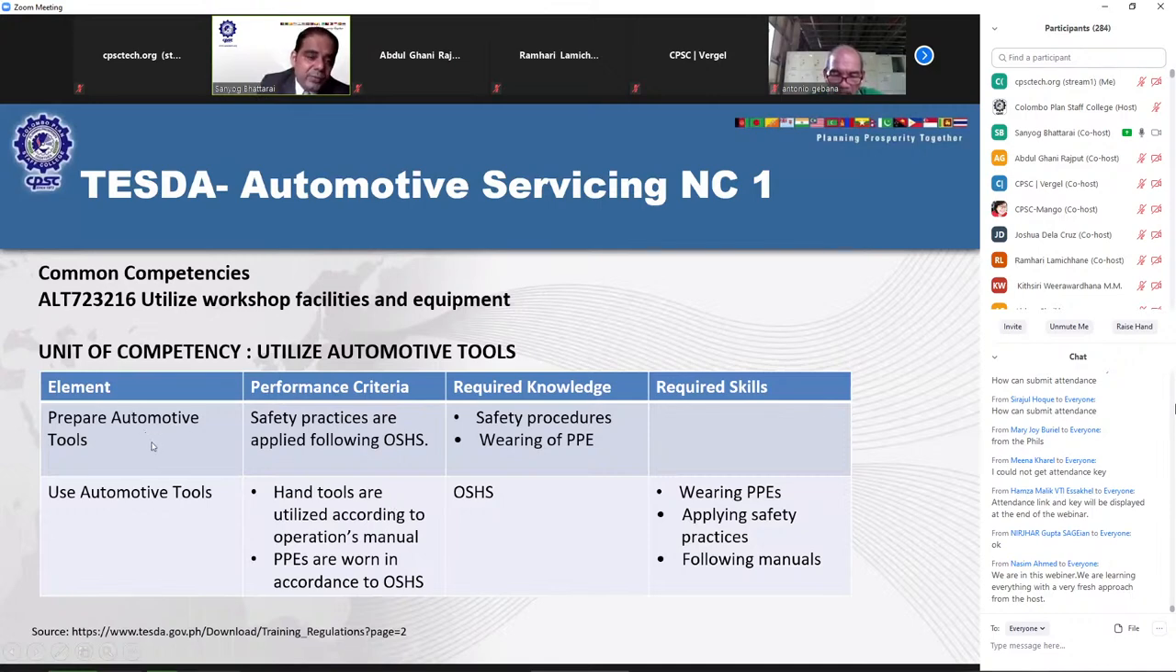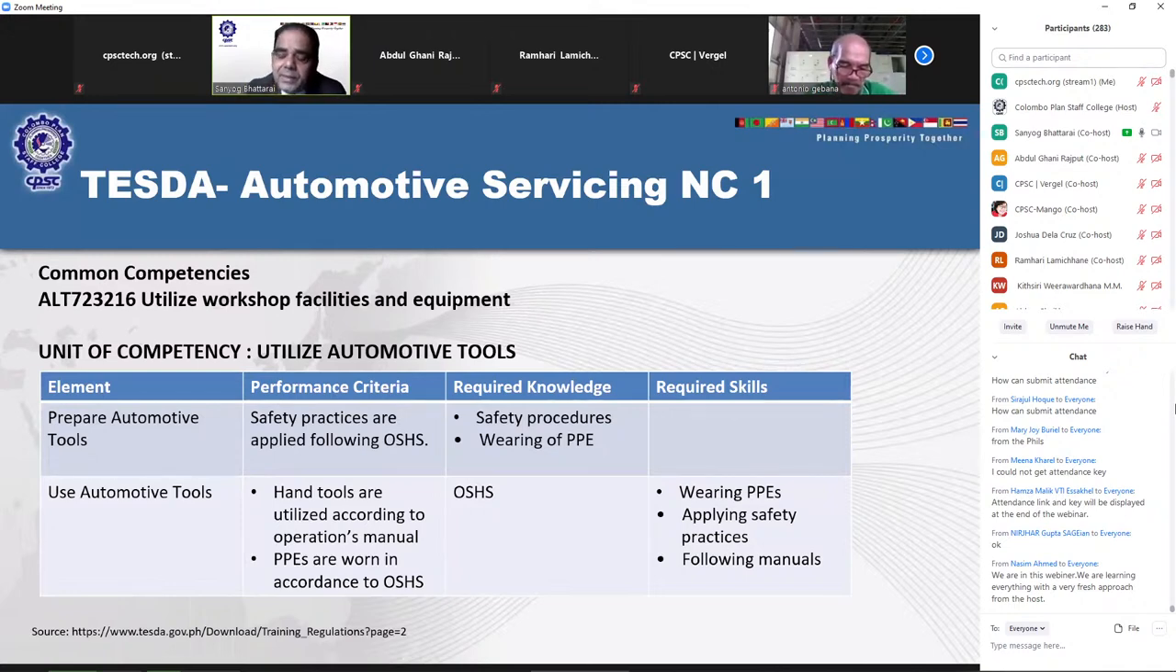Prepare automotive tools. Performance criteria: safety practices are applied following OSHS. So the students should be briefed beforehand on what the occupational safety and health standard is, so they know it. That's why in the performance criteria they have inserted that safety practices are applied following OSHS. Required knowledge: safety procedures and the wearing of PPE. The second element is use automotive tools, and the performance criteria is hand tools are utilized according to the operation manual.